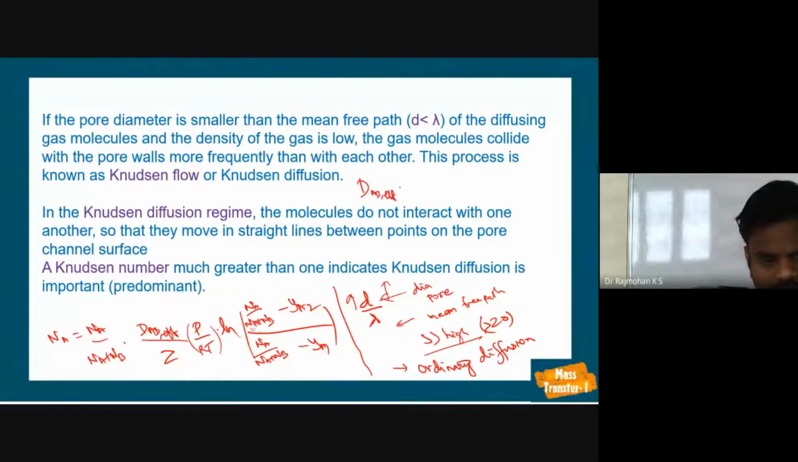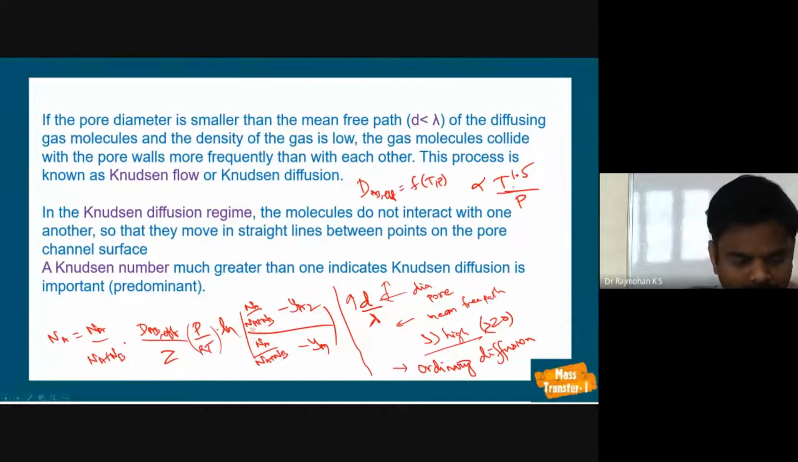This D_AB effective is again a function of temperature and pressure. We know that. For gases, from the Gilliland equation, it is proportional to T power 1.5 and inversely proportional to pressure. So this effective diffusivity is a function of T power 1.5 by pressure, and it can be given by a formula.